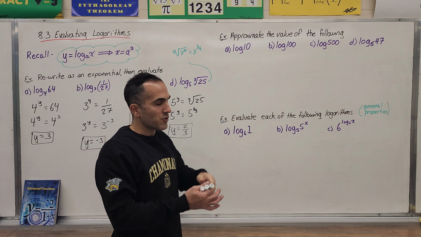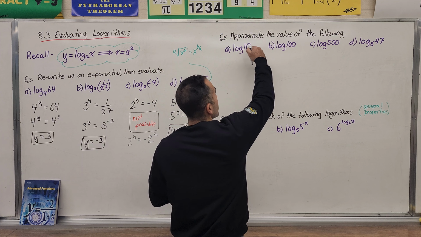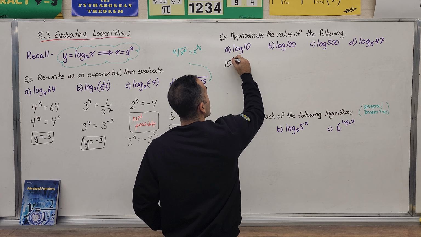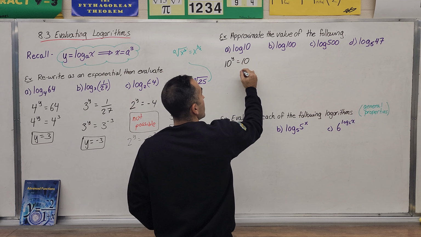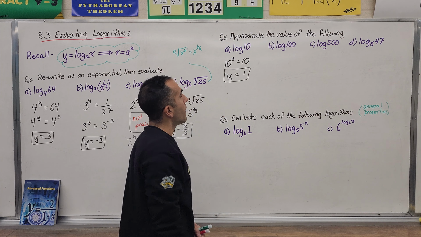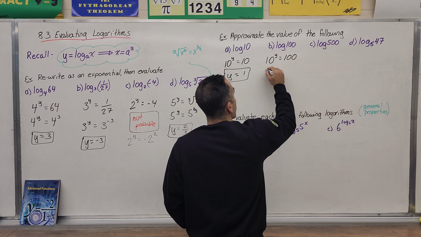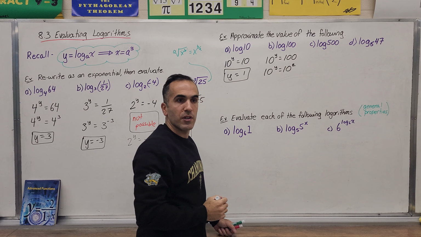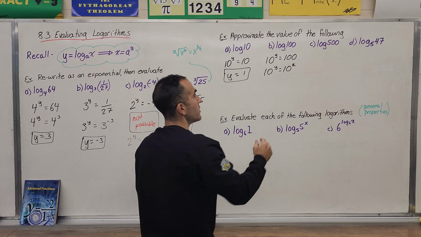This is just 10. So I'm rewriting this like 10 to the something is 10. 10 to the what equals 10. Well, I know y equals 1 here. That's an easy one. Same thing. 10 to the what equals 100. Now, I know this is going to be easy, but I'm still breaking this down into an exponent. So I can equate the exponents, y equals 2.